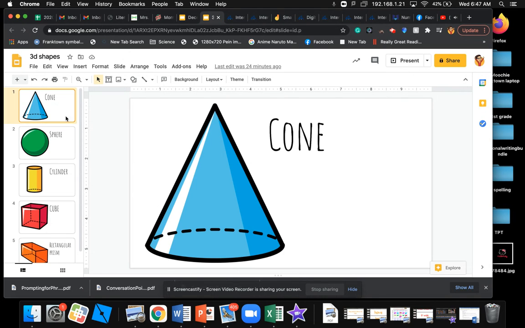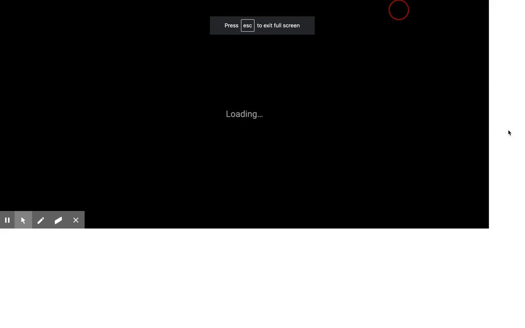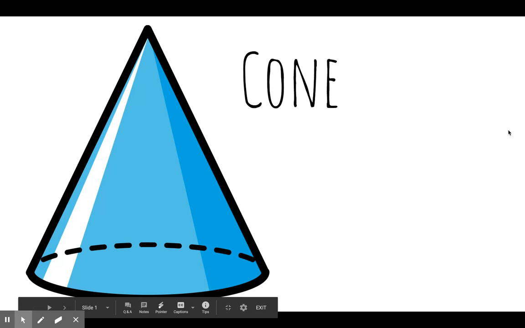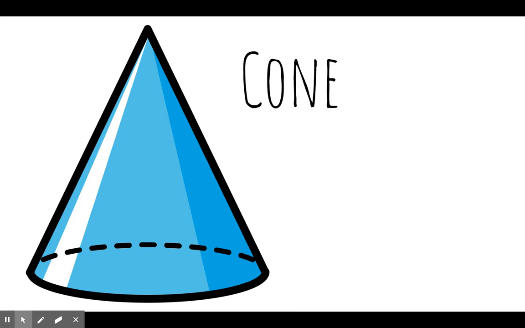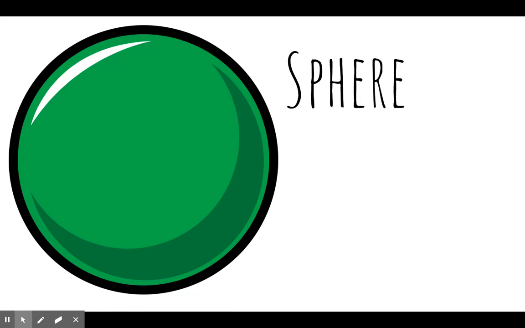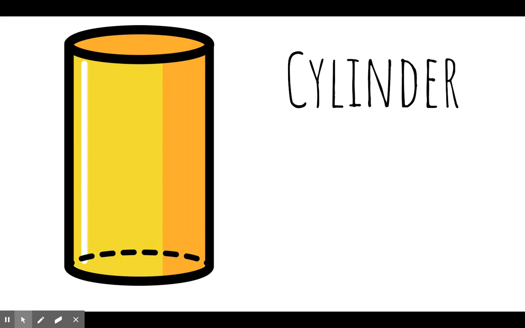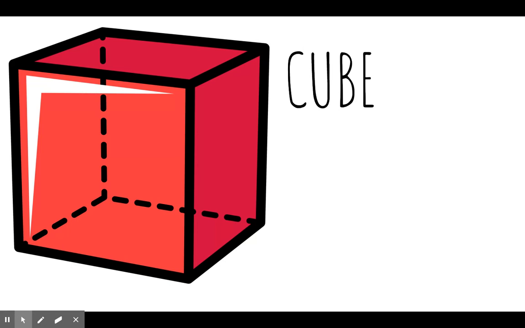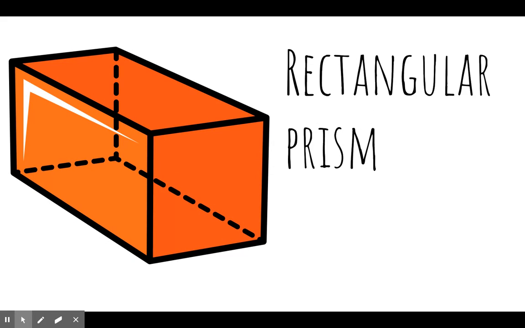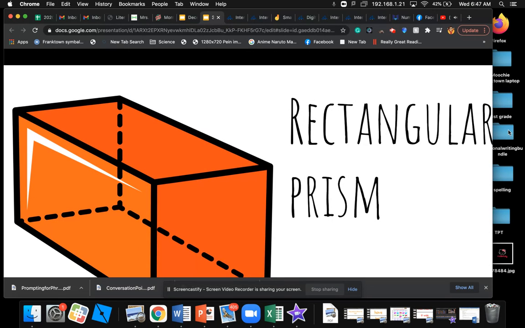Let's go to my 3D shape song and say it right after Mrs. A. I say it, then you say it. Here we go. 3D shapes are fat, not flat. A cone is like a party hat. A sphere like a bouncy ball. A cylinder, a can of pop. A cube like a dice we drop. Rectangular prism like a tissue box. 3D shapes are here and there. 3D shapes are everywhere.